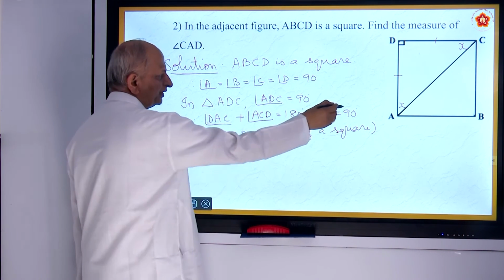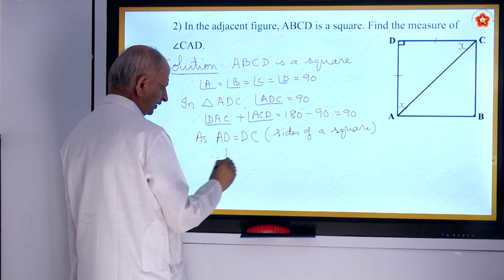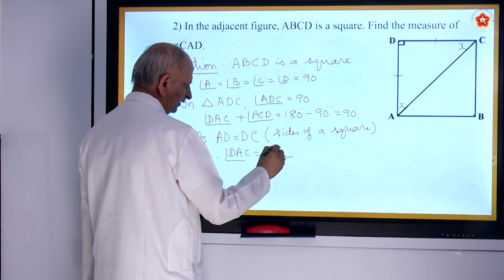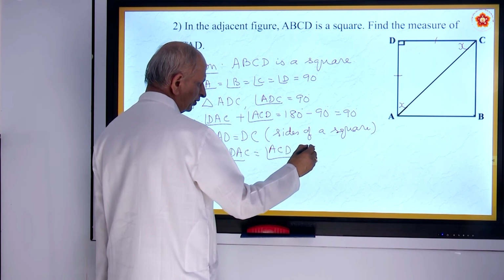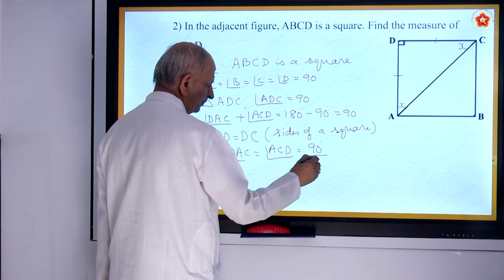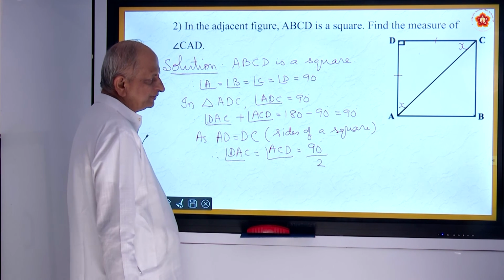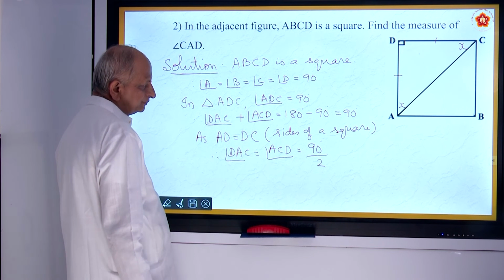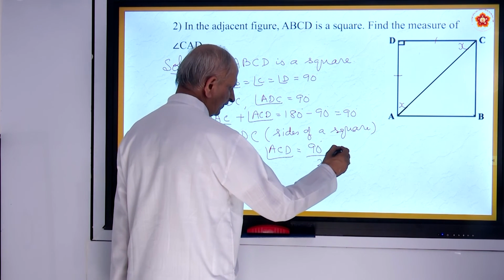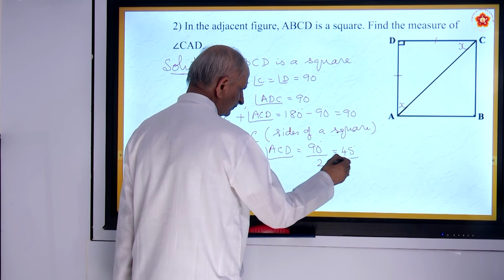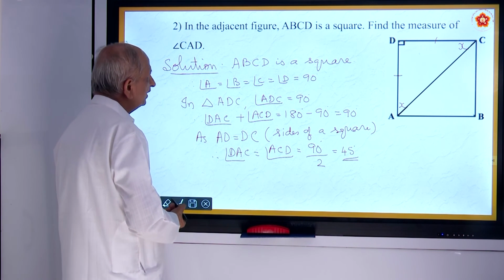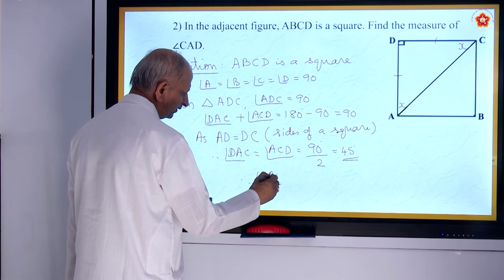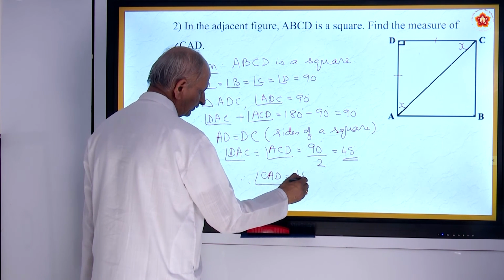Now sum of these two is 90, therefore you can write angle DAC is equal to angle ACD is equal to 90 by 2, because both are equal and the sum is 90, that is 45 degrees. That's all they are asking. Therefore, what they are asking, angle CAD, is equal to 45 degrees.